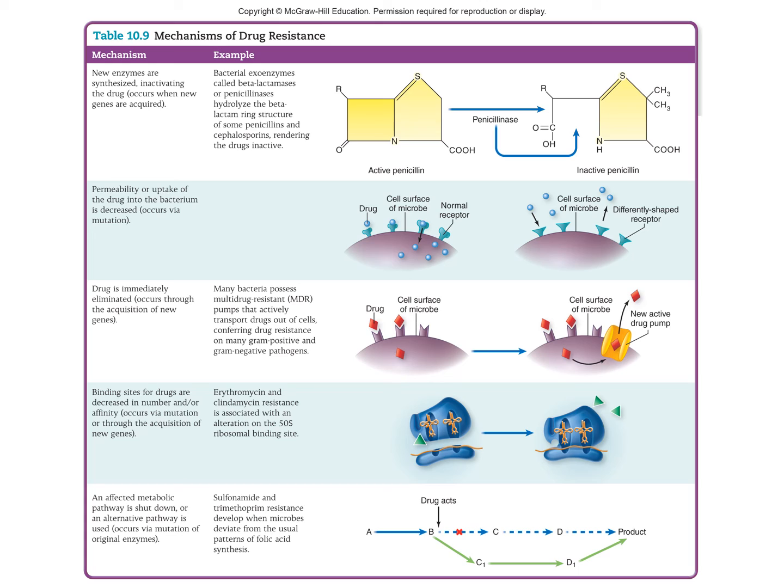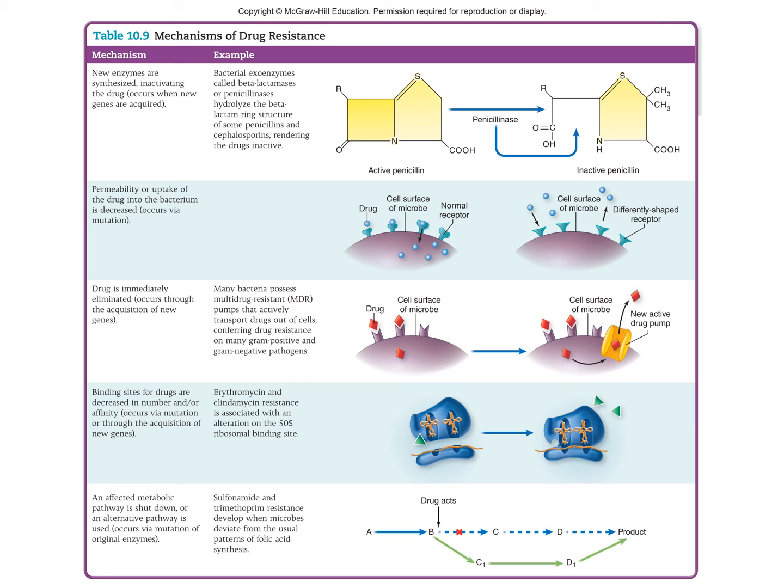This slide is showing you some different mechanisms of drug resistance. The first one shows an enzyme that is synthesized, inactivating the drug. It occurs when new genes are acquired. This is an example with penicillin. If you remember, the beta lactam ring is integral to penicillin working. These bacteria develop the genes for producing the enzyme penicillinase, which is going to break one of the bonds in that beta lactam ring.